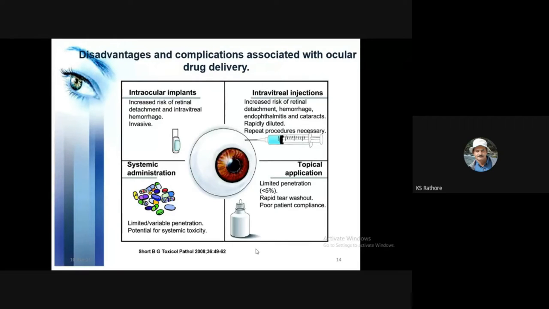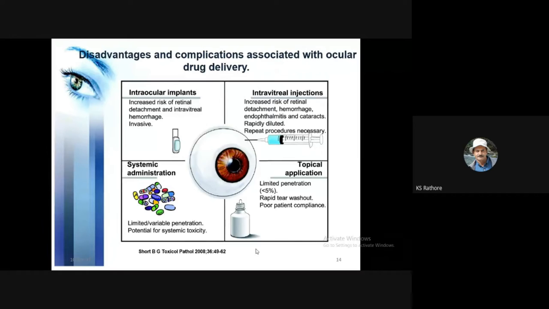Topical application has limited penetration, only less than 5% of the drug is available, and rapid tear washout, because our tear layer is always there. With each blinking, drug is washed out. Poor patient compliance. And systemic administration has limited or variable penetration, and potential for systemic toxicity.